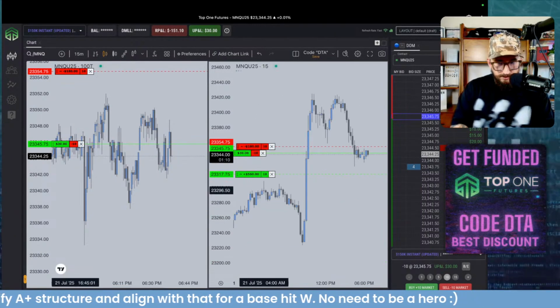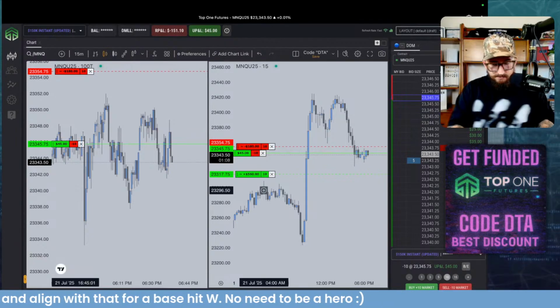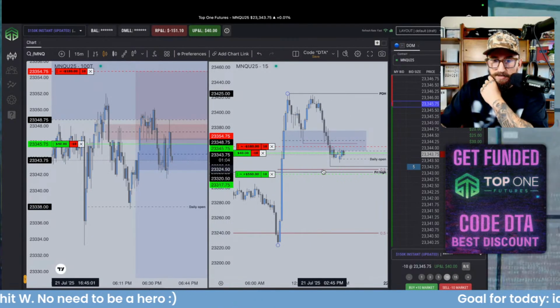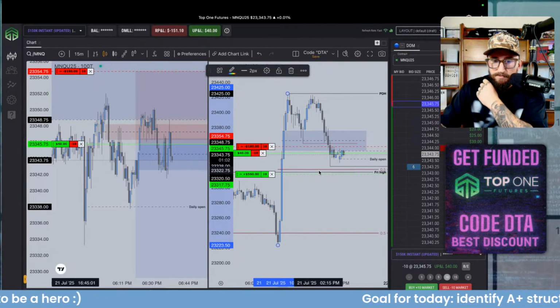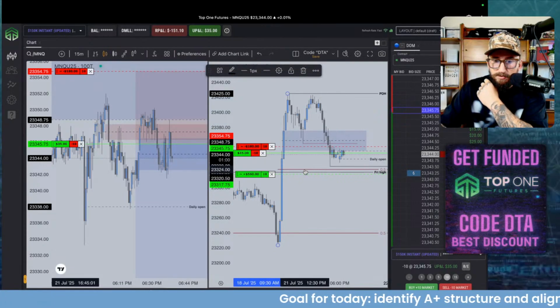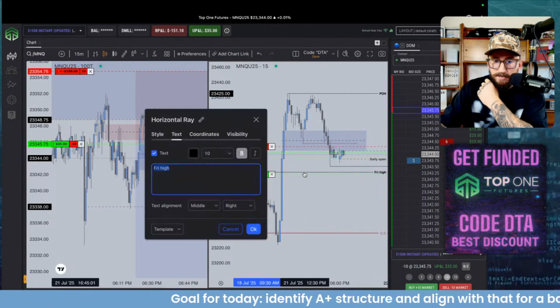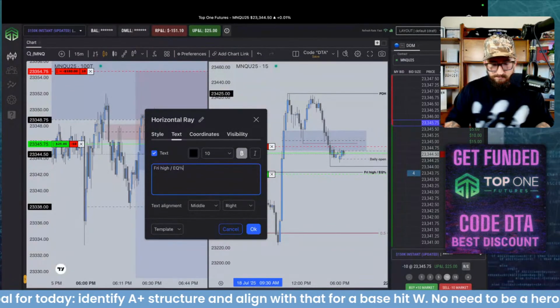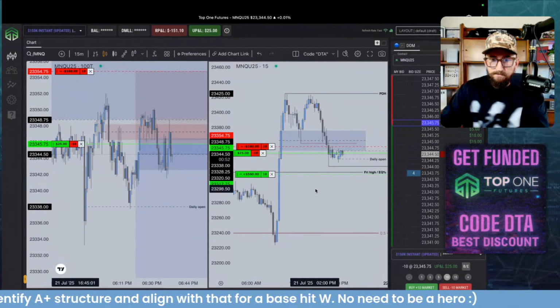You also have equilibrium of that rally right there. That 50% and that Friday high, I think we'll just call that the same level. Friday high slash EQ. Make it nice and easy.